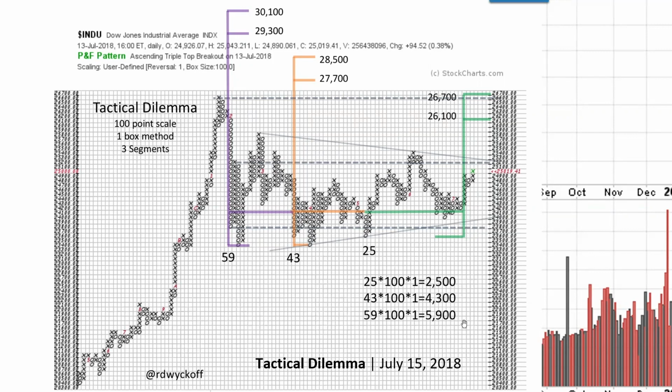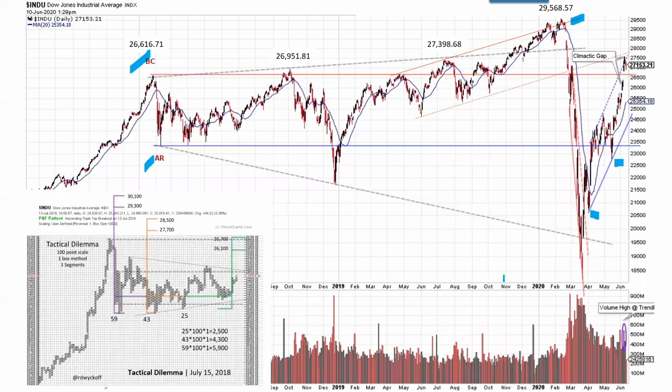Well, guess what? They all get fulfilled. So point and figure is an amazing tool. And the thing that is a dilemma, which we couldn't know at the time, was that this count, 26,951, well, we went slightly above the 26.7 count here and then turned back down into the range bound condition, and that was the decline from October to December of 2018, which put in that important low that we just looked at on the point and figure chart here and here.